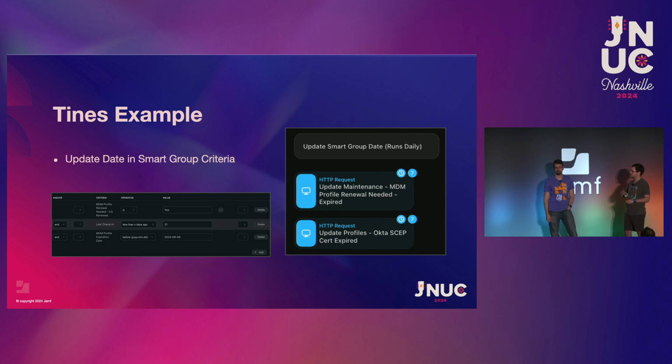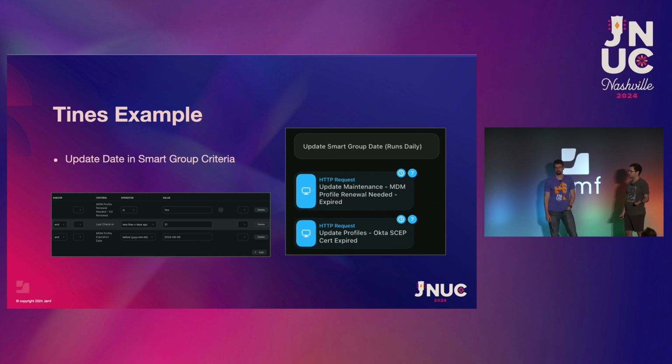And so this is literally one action, the simplest Tines workflow that we have, where every single morning it updates a smart group criteria with today's date. And like you can see there, it just runs on a schedule, so that's the little clock in the top right corner of the action.